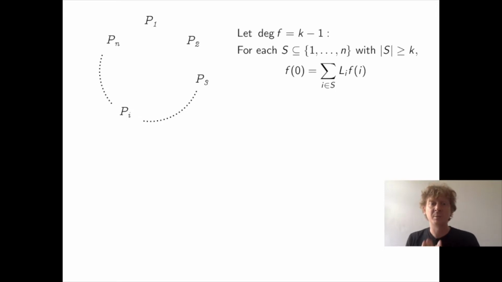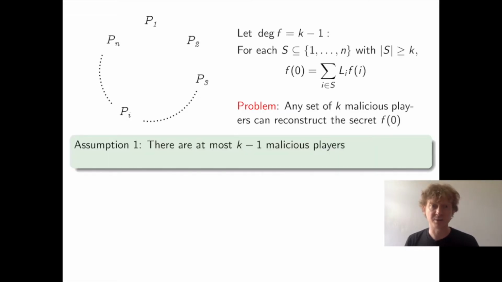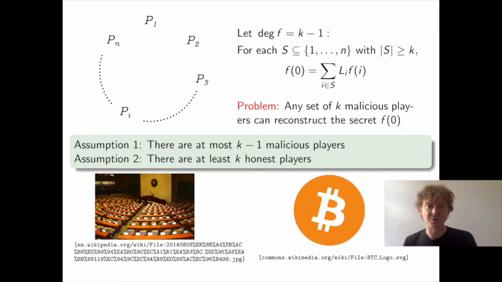If we include the possibility of malicious players, we do have to make further assumptions for this scheme. First, any set of k malicious players would simply be able to reconstruct and steal the secret f0. So a first assumption we have to make is that there are at most k-1 malicious players. Furthermore, for the scheme to work, we need at least k honest players that can reconstruct f0. So we have to add these 2 assumptions to the scheme, and this might seem a bit restrictive, but basically this is what's called an honest majority setting. And it's an assumption that we also make in democracy, or more importantly in Bitcoin consensus mechanisms.